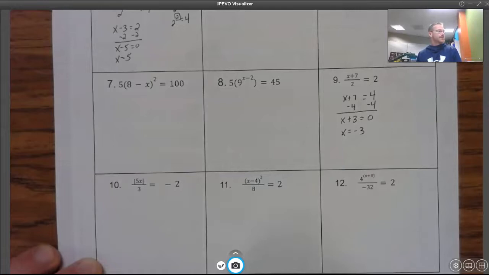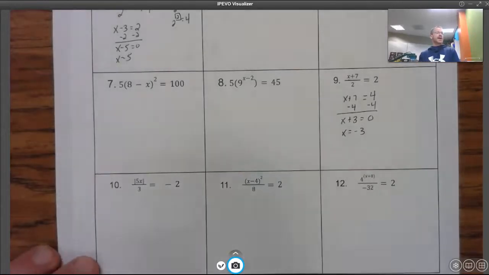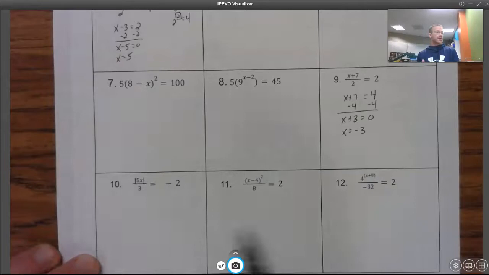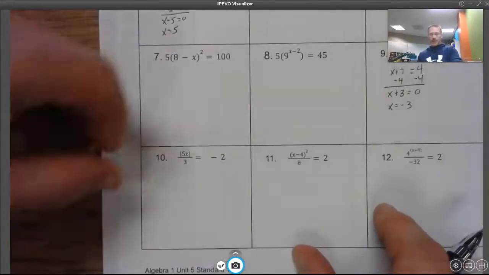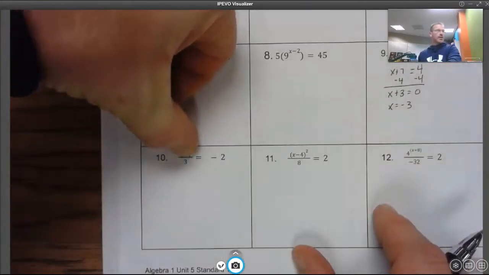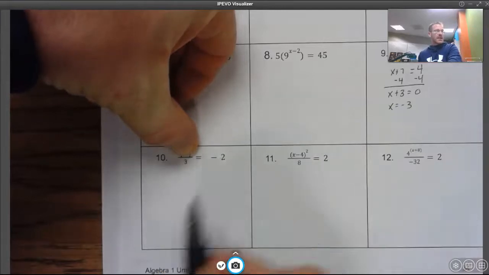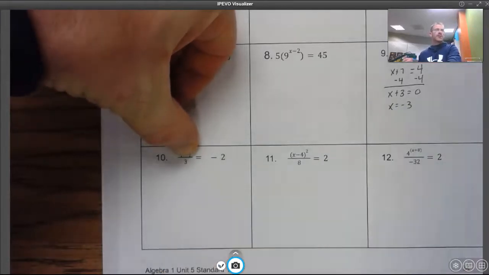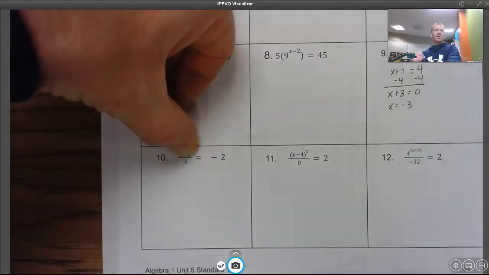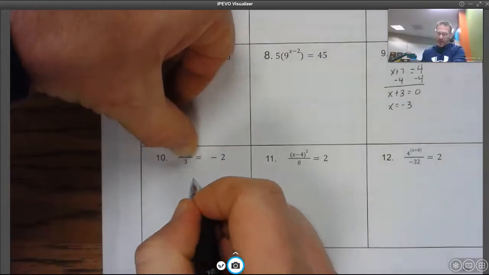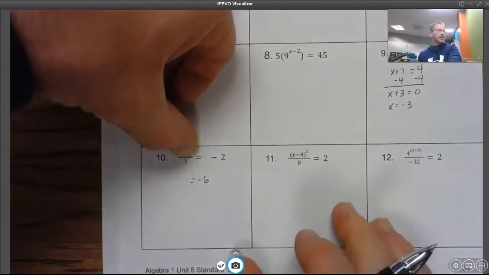All right, so we treat it the same way. It's just a fact. What's the answer to that fact? So let's go to number 10 here. If I look at this one, something divided by 3 is negative 2. What divided by 3 is negative 2? That would be negative 6. Negative 6 divided by 3 is negative 2. So whatever's behind my hand has to be negative 6.